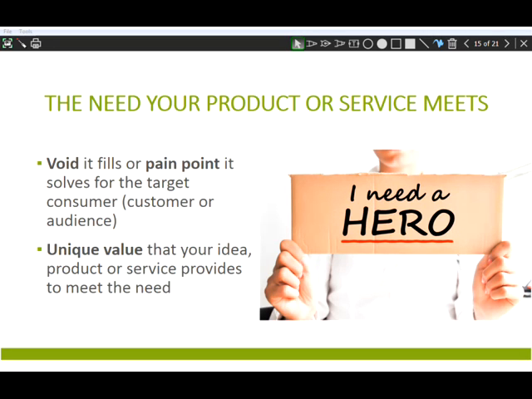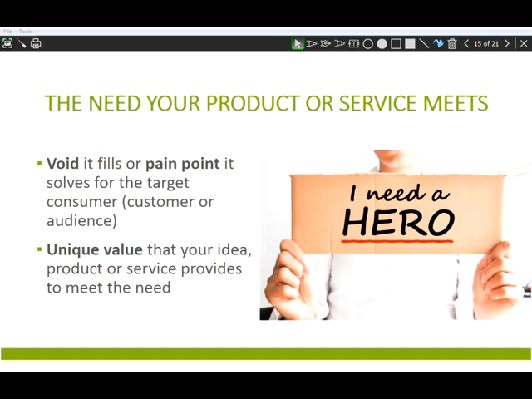And then this is really, I would say, the secret sauce, as we can call it. This is really around the need your product or service meets. This is the biggest area where you really have to connect with the person you're talking with. Otherwise, they'll think, well, I hear you have a product or service, but I don't really understand why I need this. Or they may say, I don't even know why the world needs this. So you want to make sure you communicate that your product or service actually fills a void for the consumer, or solves a pain point for them as well.